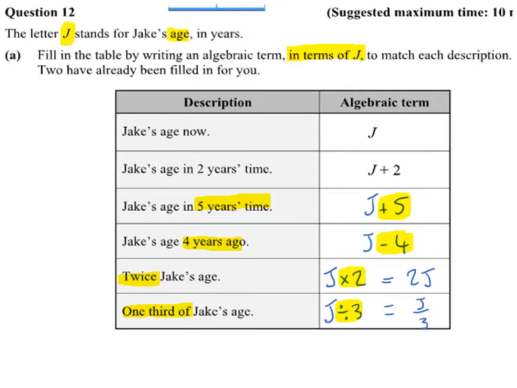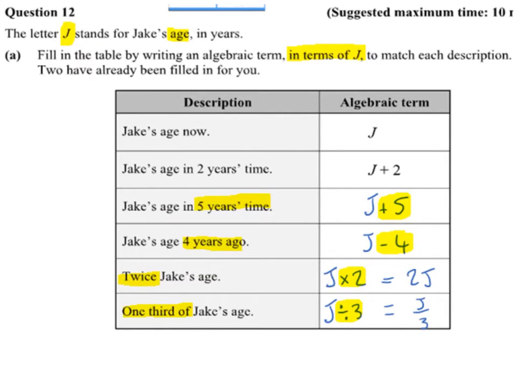If it was Jake's age in 6 years' time, it would be J plus 6. Jake's age in 7 years' time, J plus 7. Jake's age in 10 years' time, J plus 10, etc. Jake's age 4 years ago is going to be J minus 4. If it was 3 years ago, it would be J minus 3. If it was 2 years ago, it would be J minus 2. If it was 1 year ago, it would be J minus 1, etc.